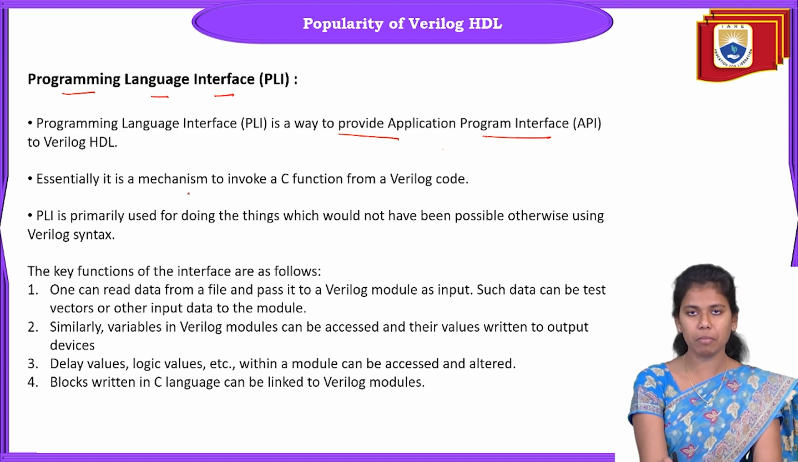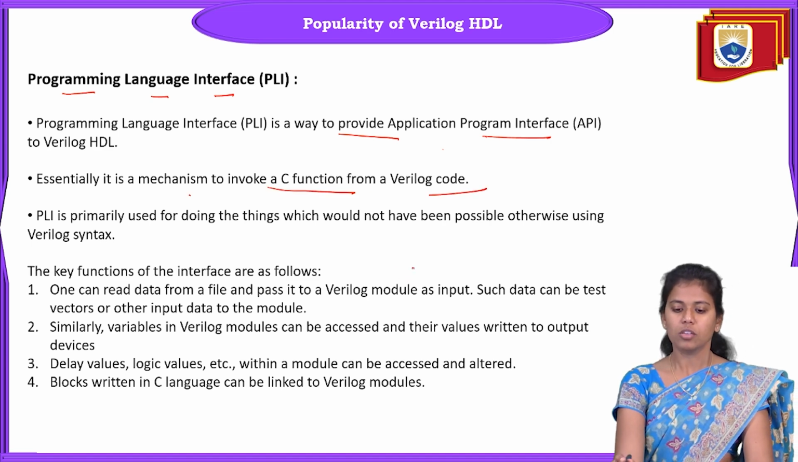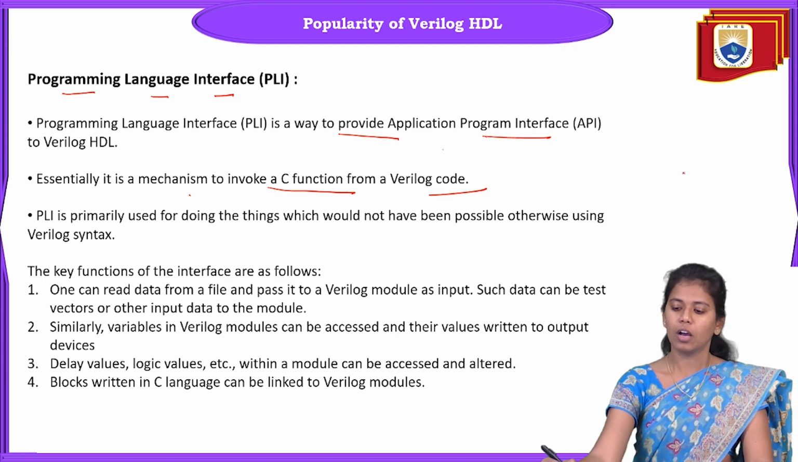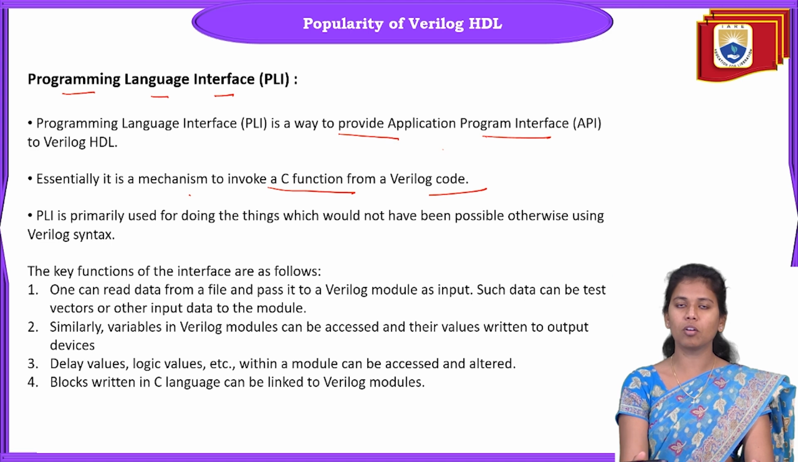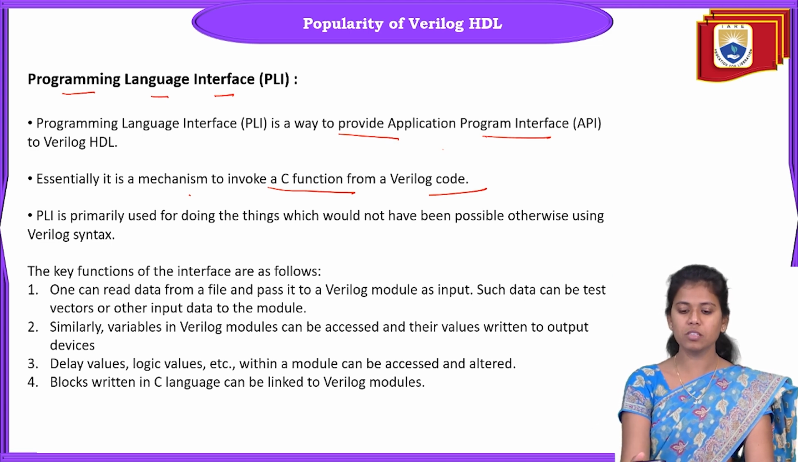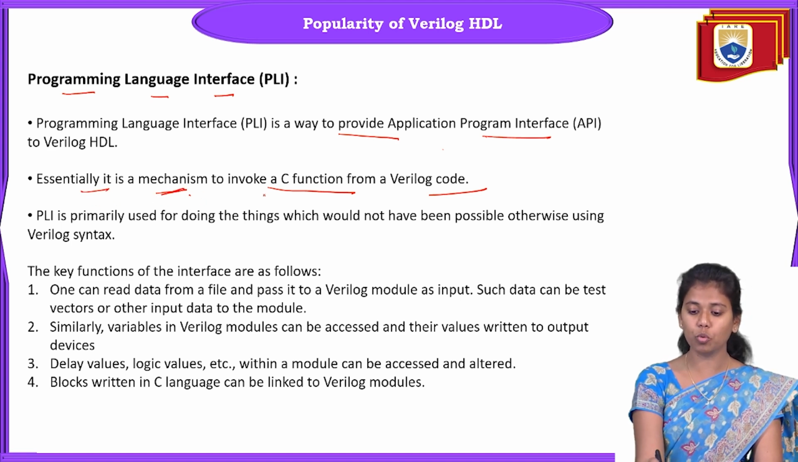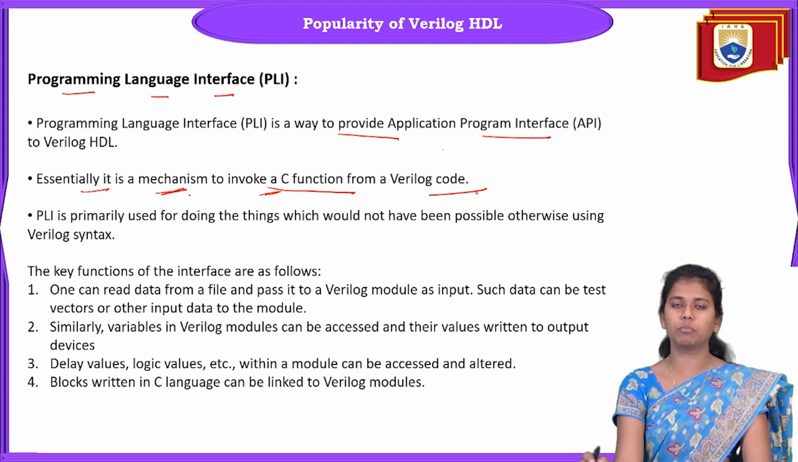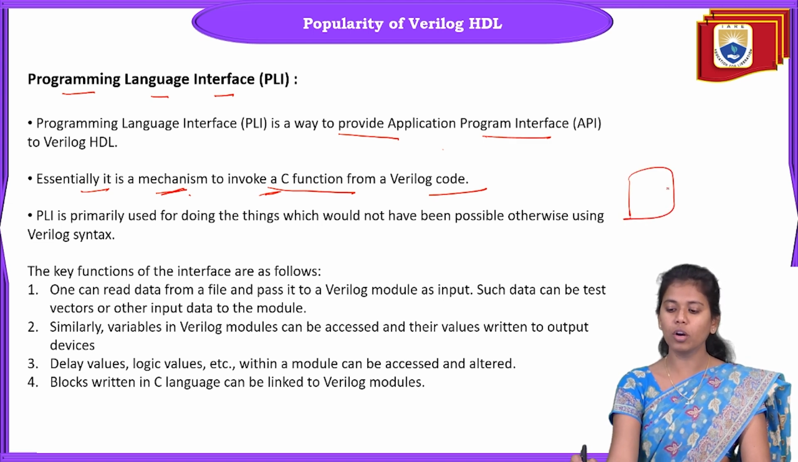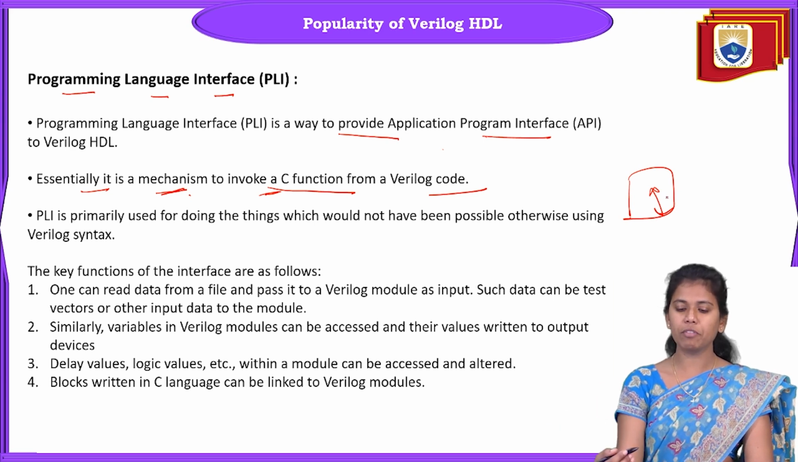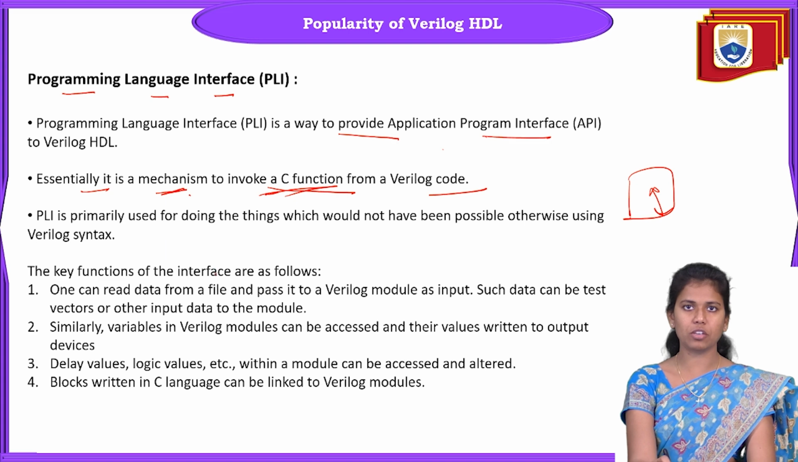So essentially it is a mechanism to invoke a C function from Verilog code. In order to bring out the application purpose, we are saying that it is a mechanism to invoke a C function from Verilog. That means from a Verilog code, we can easily write a code with the help of these C functions.